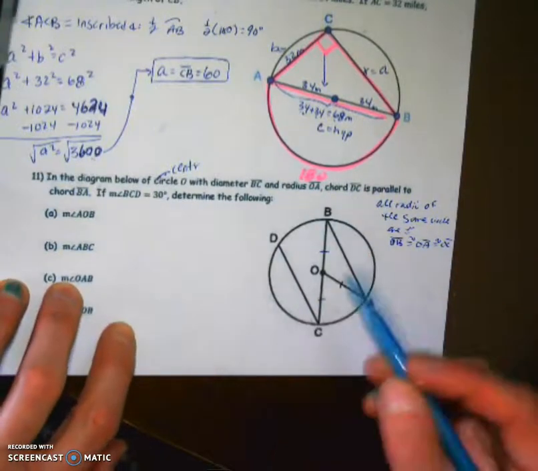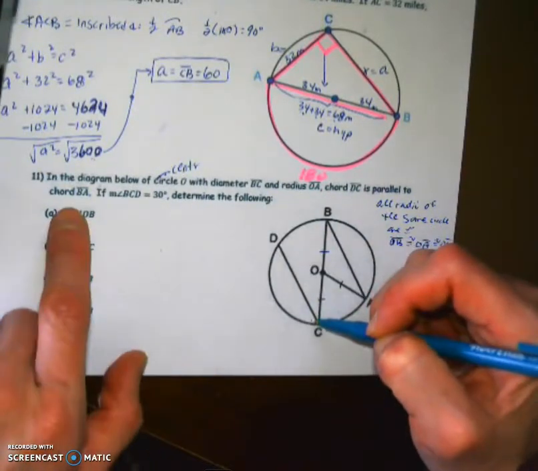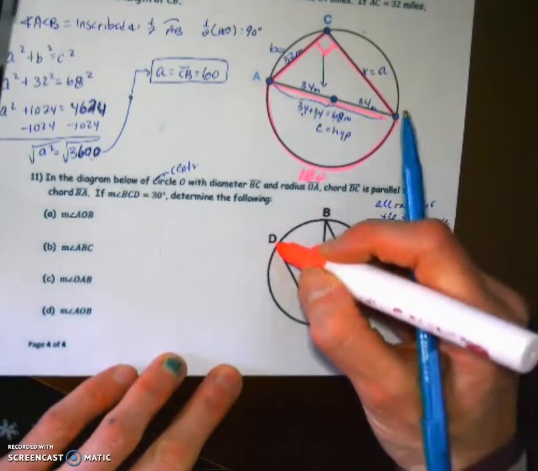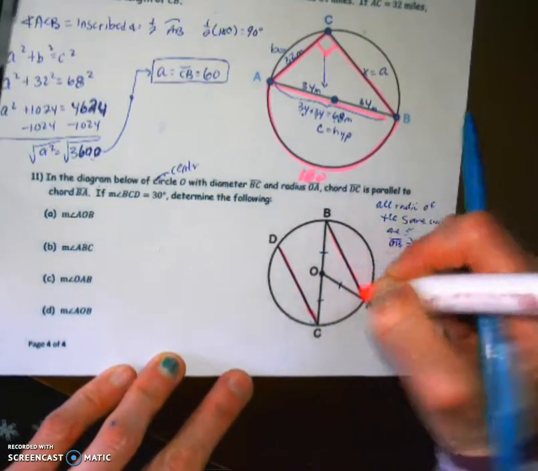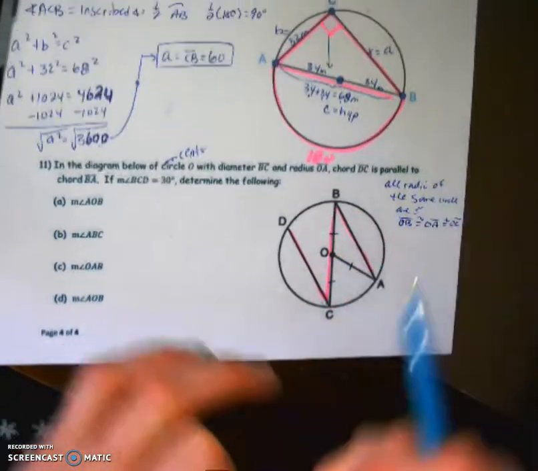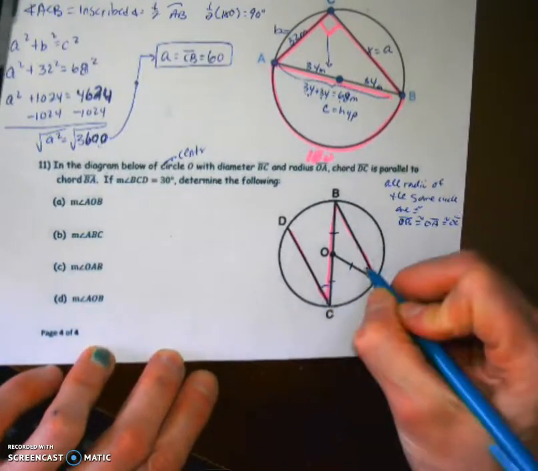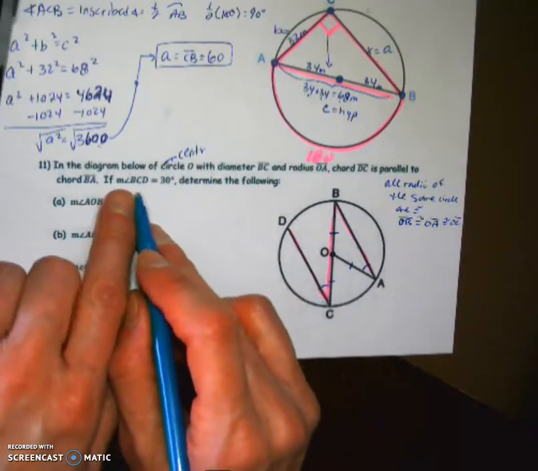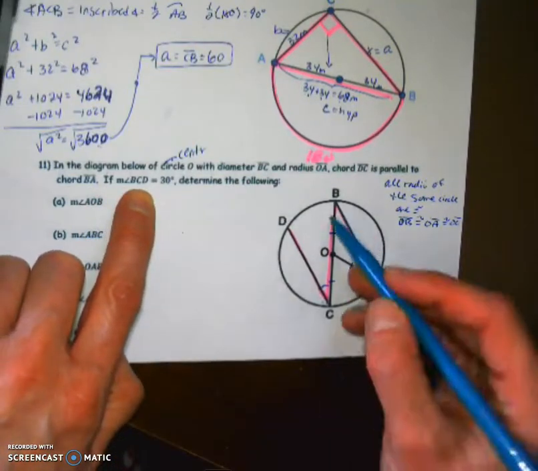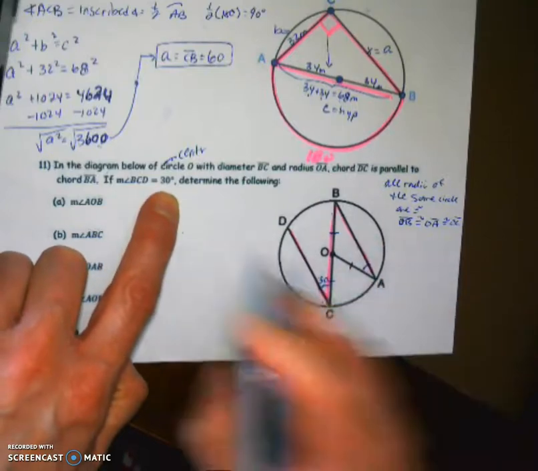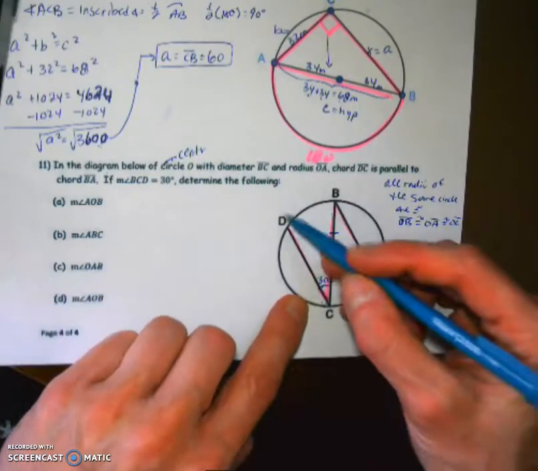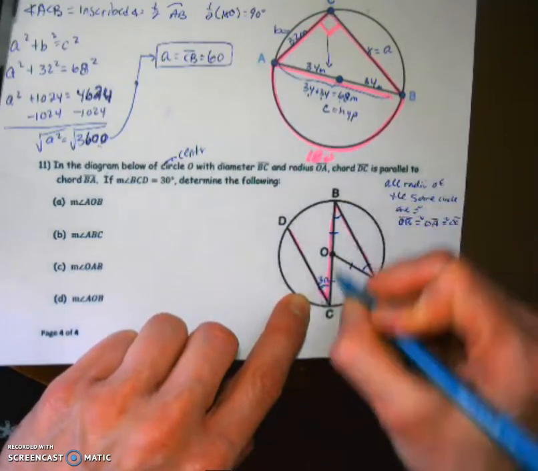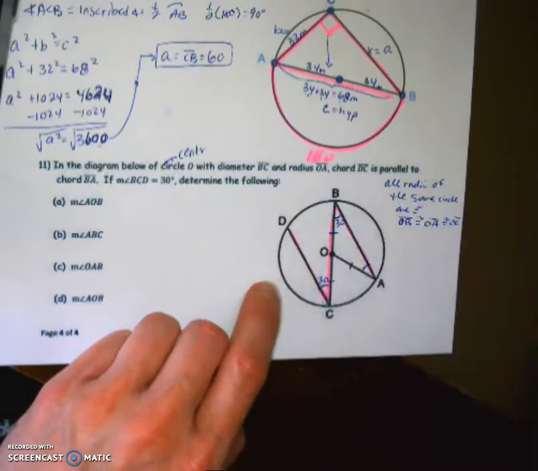It says chord DC is parallel to chord BA. So these two segments are parallel. And we talked about this in a previous problem. We end up with congruent alternate interior angles. All right, so it says if the measure of angle BCD is 30 degrees, determine the following. Well, what did we just say? We said that angle BCD is 30, so then this angle is also 30 degrees.